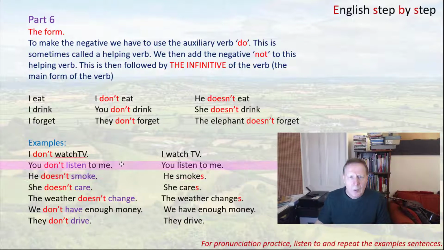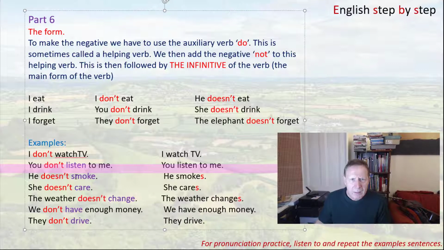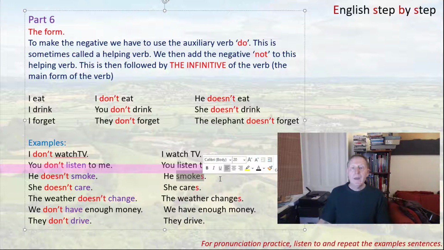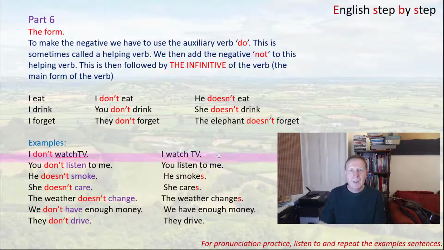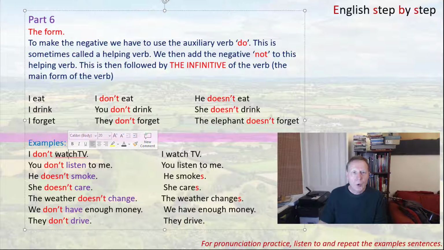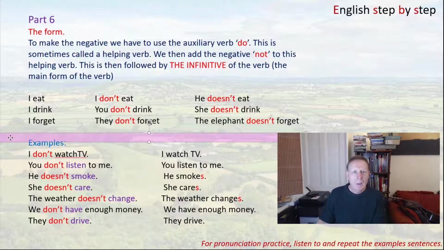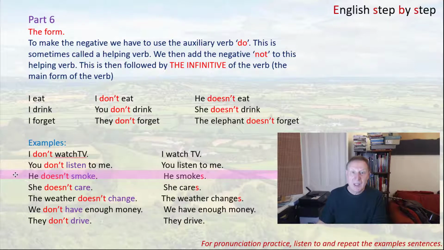Now, in this one, you can see that smoke is the infinitive that we use with the negative, and smokes is the affirmative, and that's not the infinitive, that's the third person present simple. He smokes. And it's the same with the other two. In the first example, I don't watch, watch is the infinitive, and here I watch, watch is the present simple. So it's the same with he doesn't smoke, he smokes. She doesn't care, she cares.